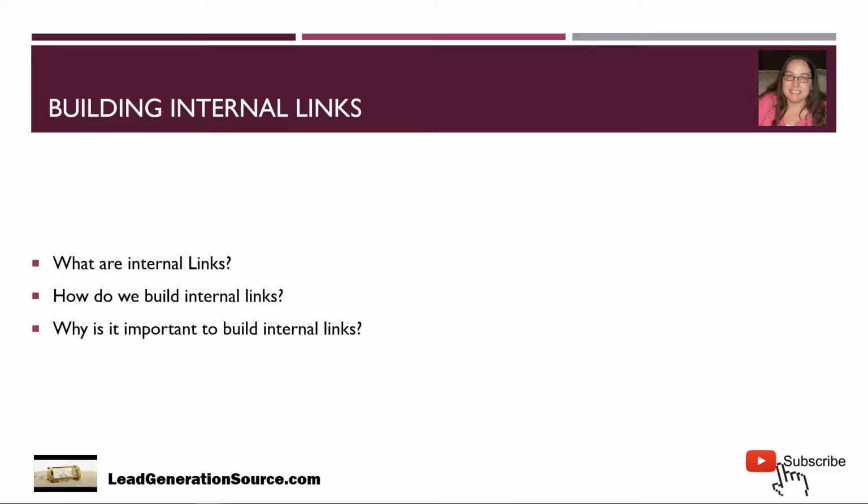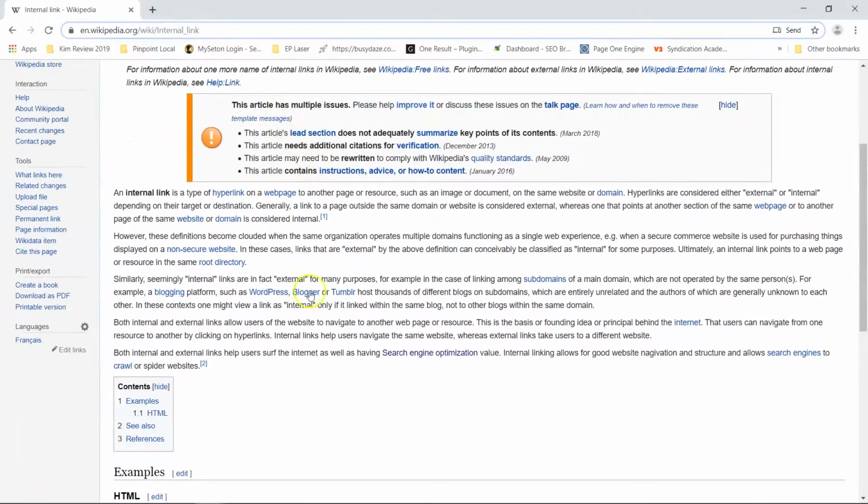To do that, let's take a look at Wikipedia. I'm going to drag that over here. All right, so this is their community agreed upon definition of internal link. And it says it's a type of hyperlink on a web page to another page or resource, such as an image or document, on the same website or domain. And then, of course, they go on to talk about external and internal.